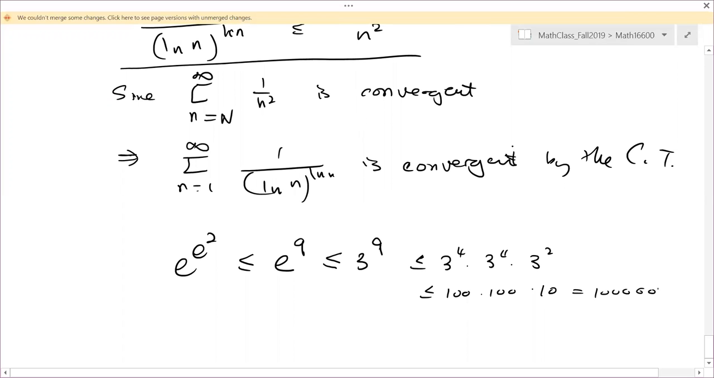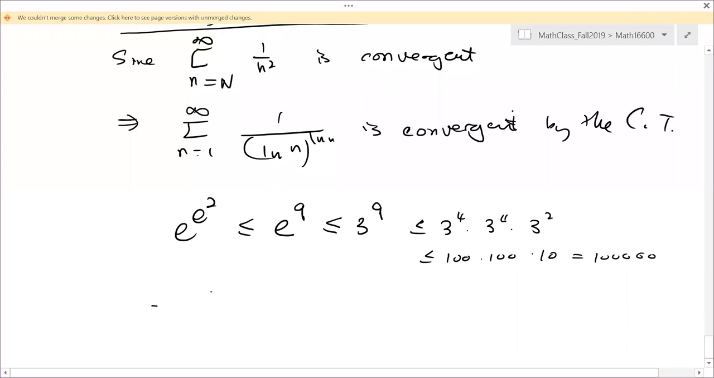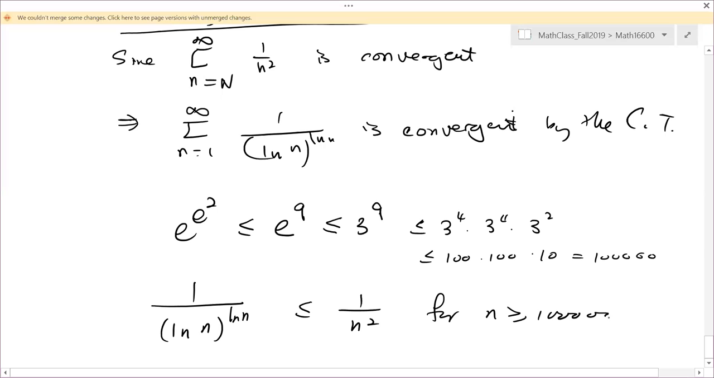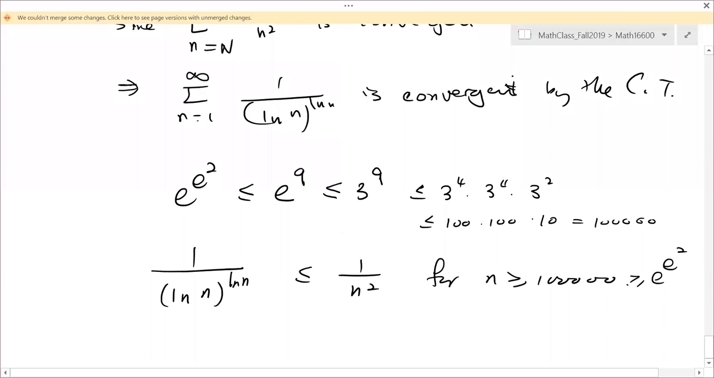Okay, that's a number. So what I want to say is that this is going to be less than 1 over n squared for n greater than that. Doesn't matter, some large number. You can ignore the first 100,000 terms in front of that. Convergence is independent of finitely many terms. Because this is guaranteed to be greater than e to the e squared. That's the reason. If you like integers, if you don't like e to the e squared.